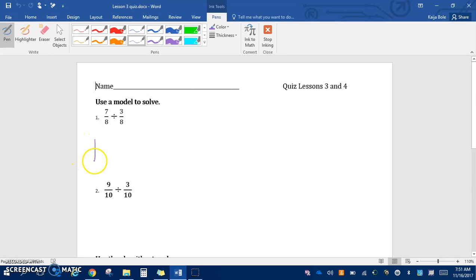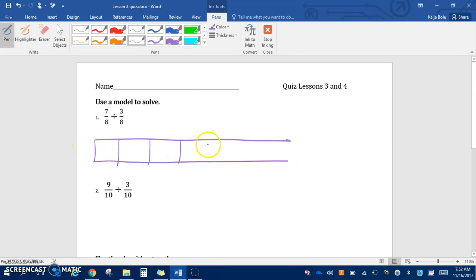So first I need to start off with drawing 8 boxes. And here's my 8 boxes to start with, and I shade in 7 of them. And this represents my 7/8.